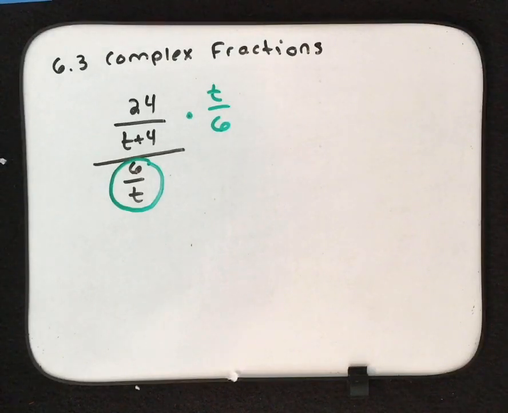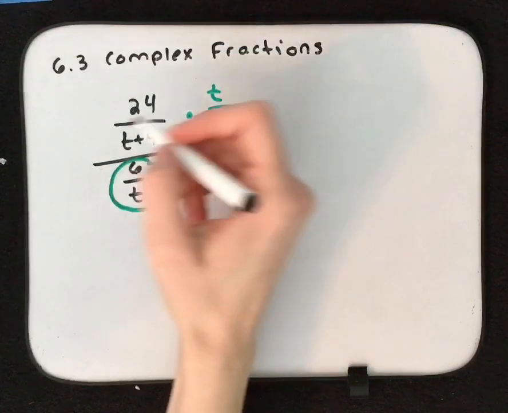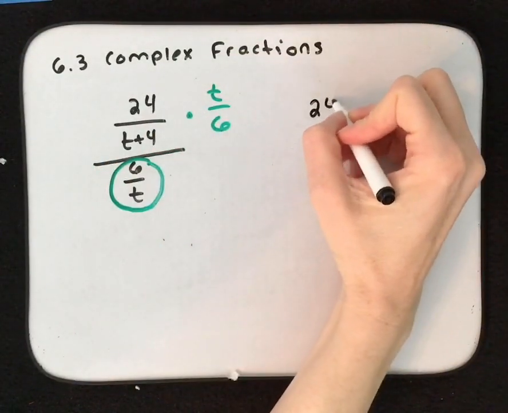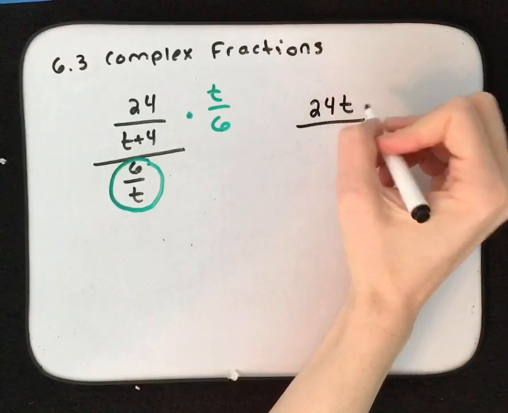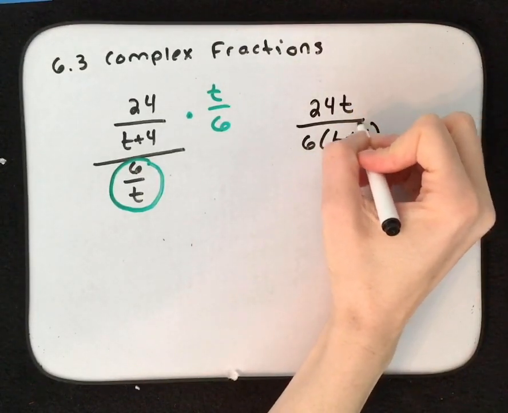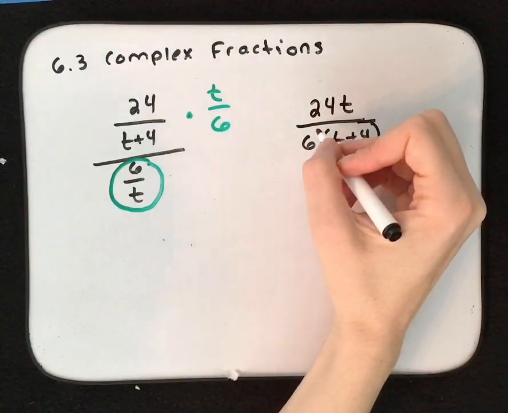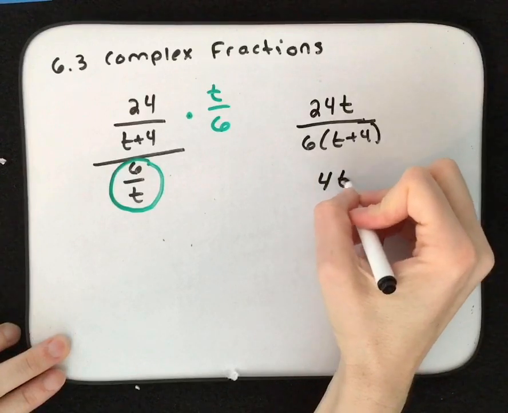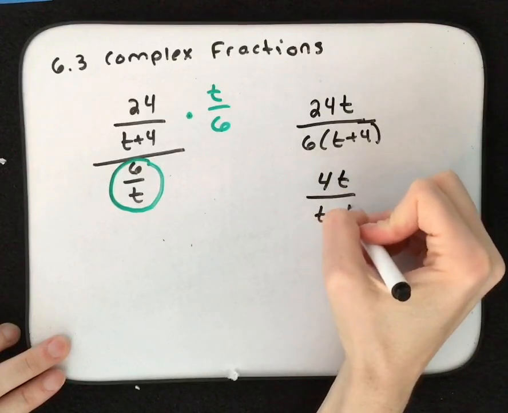When we do this, we hope that there'll be things that we can simplify. Well, if we go ahead and do our multiplication, we have 24 times t, that's 24t, over 6 times t plus 4. Well, 24 and 6, we can reduce that. 24 is 6 times 4, so that will give us 4t over t plus 4.